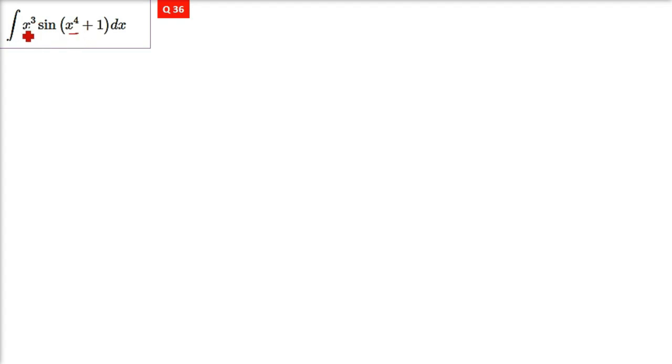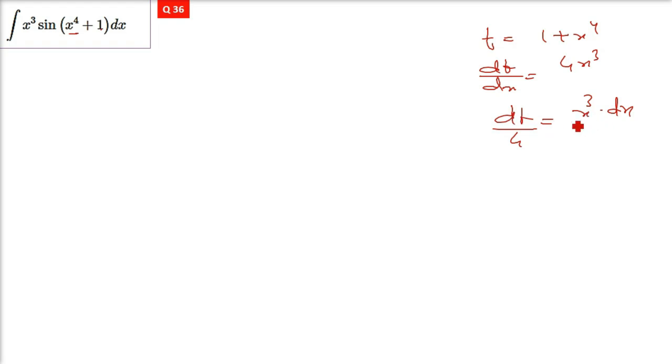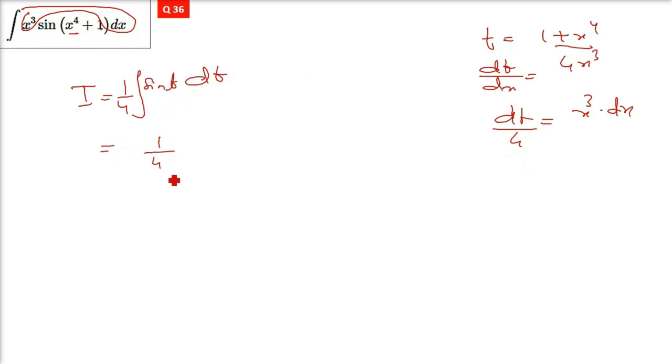So x raised 4 plus 1, if directly written as t, x cube dx will directly come. Don't just put x raised 4 as t. Always take 1 plus x raised 4 as t. So dt by dx will give you 4x to the power 3. This dt will be equal to, dx you can take on the right hand side, and 4 in the denominator. Dt by 4 is x cube into dx. So x cube into dx is dt by 4, integration will become this dt by 4, write 1 by 4 here, and sine this x raised 4 plus 1, x raised 4 plus 1 was t, this will form sine t. Now integration of sine t is minus cos t.